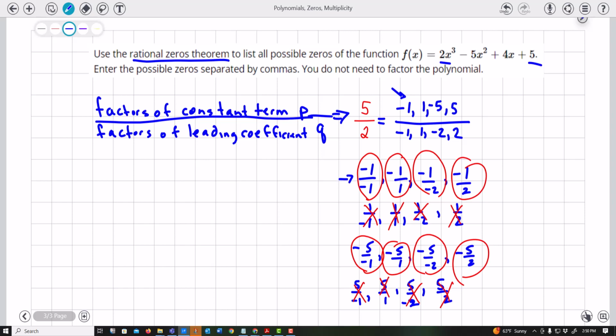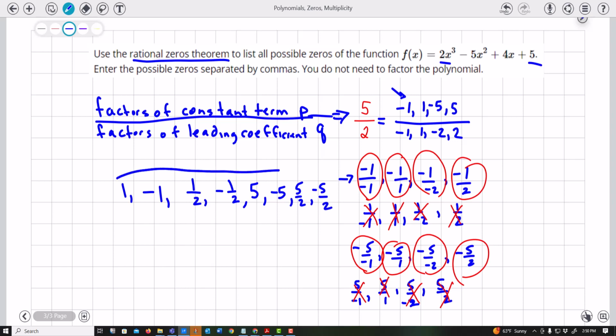So now I just write these out. So -1 over -1 would be 1. The next one would be -1, a positive 1/2, a negative 1/2, a 5, a -5, a 5 over 2, and a -5 over 2. And those would be my possible rational zeros.